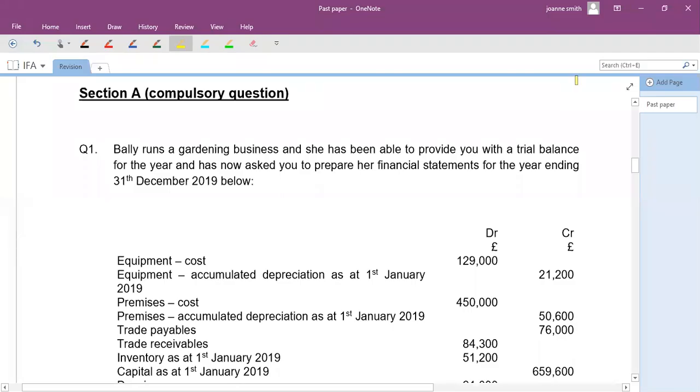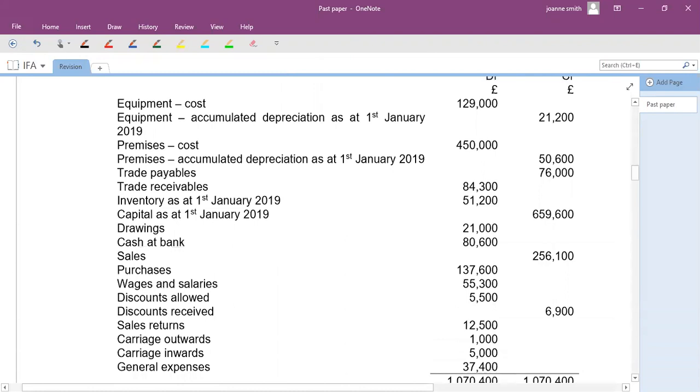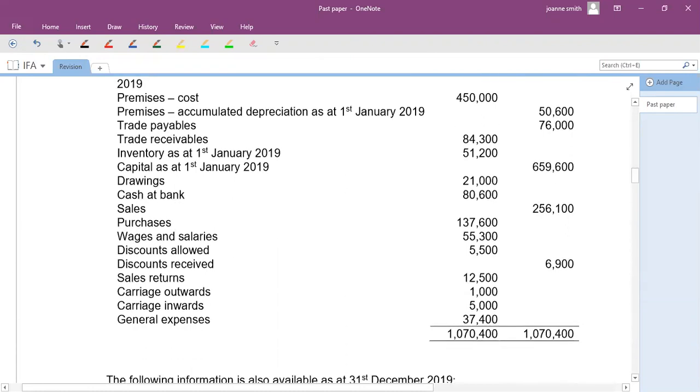So question 1 is your normal question 1. This is what you expect to see in the resit exam. It's a sole trader who's got a business and they will give you a trial balance. Now the trial balance represents what the sole trader has already accounted for. As you can see, the trial balance balances, which means that they've done all their entries correctly.